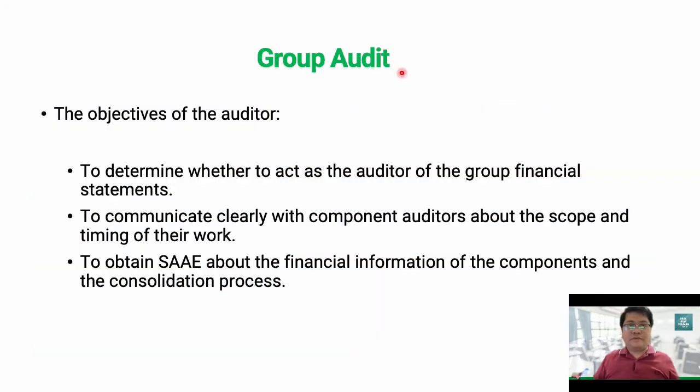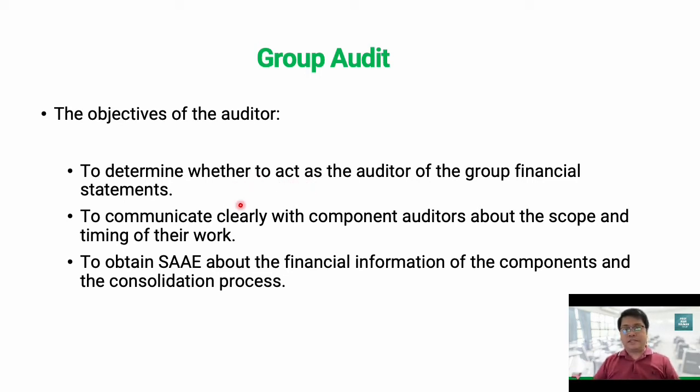Next, another issue that we will look into is the group audit. Group audit is the case wherein you are auditing a group of companies that are related to each other, for example a parent company with different subsidiaries or components, like divisions, branches, associates, and subsidiaries. In this case you will be responsible for the audit of not only an entity, but a number or group of entities. Our objective is to determine whether we have to act as the auditor of the group financial statements.